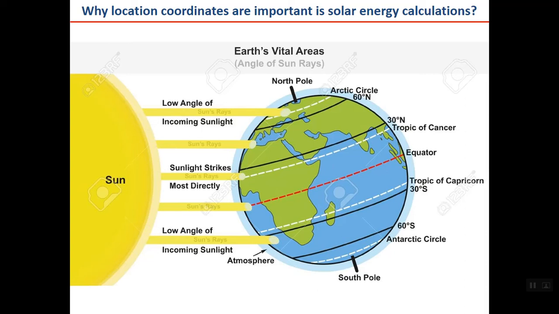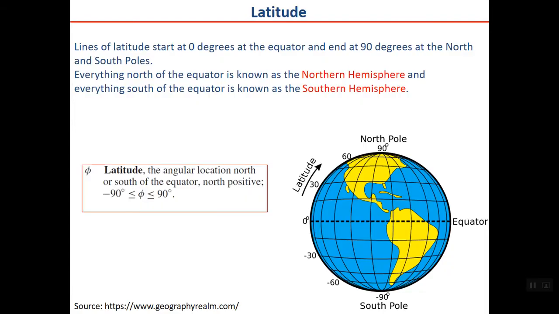You are familiar with it, but once again I want to review. There may be some questions about that. So the first coordinate system: we need two parameters to locate any location on the Earth. The first is latitude and the next is longitude. Latitude, as you can see here, lines of latitude start at 0 degrees at the equator and end at 90 at the north and south poles.